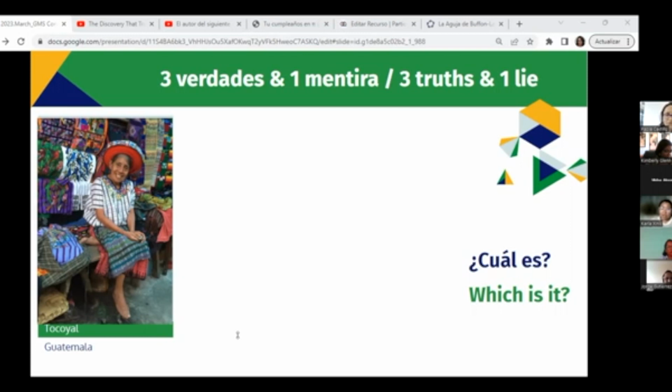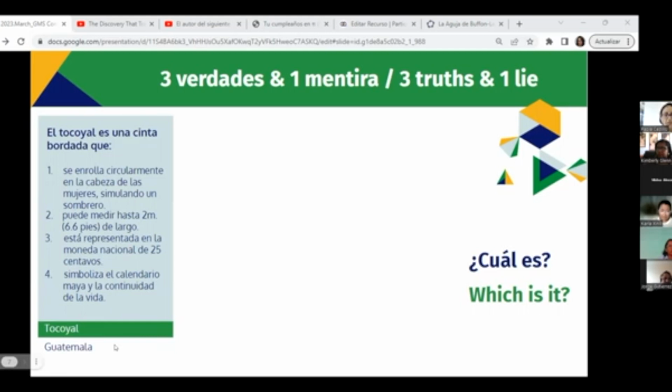Thank you. Se lo puede usar como una especie de sombrero. So it is a type of hat, right? Or headdress. Este particularmente que está en la fotografía es el tradicional de Santiago. This one in the photograph is from Santiago. And the women would basically put a different ribbon around their head, and that's how they would use it. So basically, number one would be the true statement.